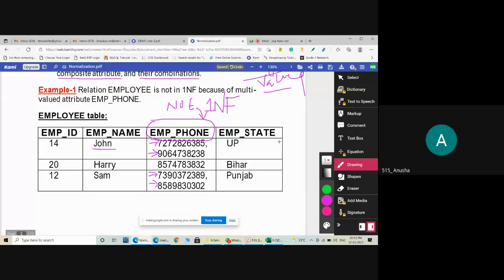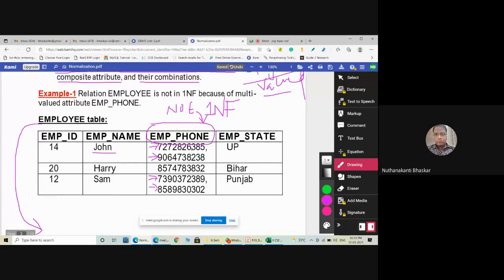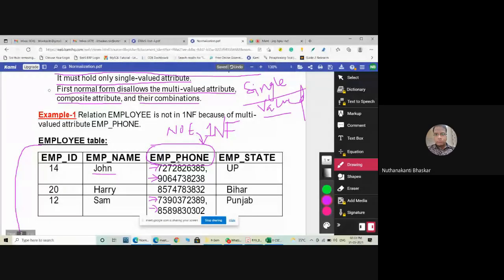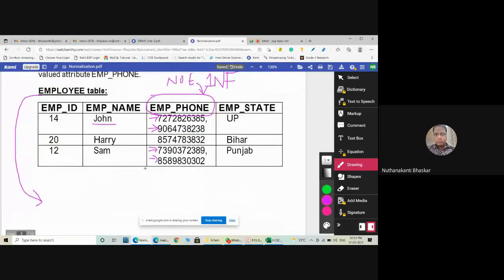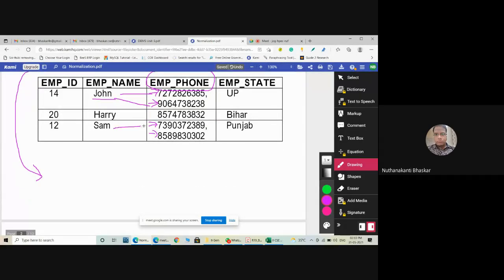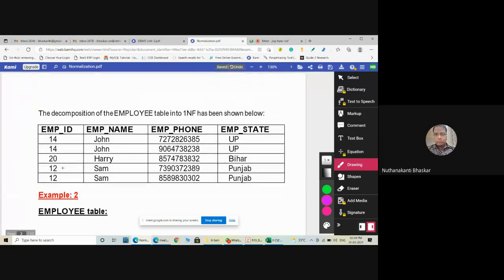Yes, sir. Now, how to convert this table into first normal form? Instead of keeping multiple values in this attribute, you take a single value, meaning you can increase the number of records. For employee 14, you need to write the record two times: one for the first phone number, another for the second phone number. Sam also, one for the first phone number, another for the second phone number. Now you can get 5 records.